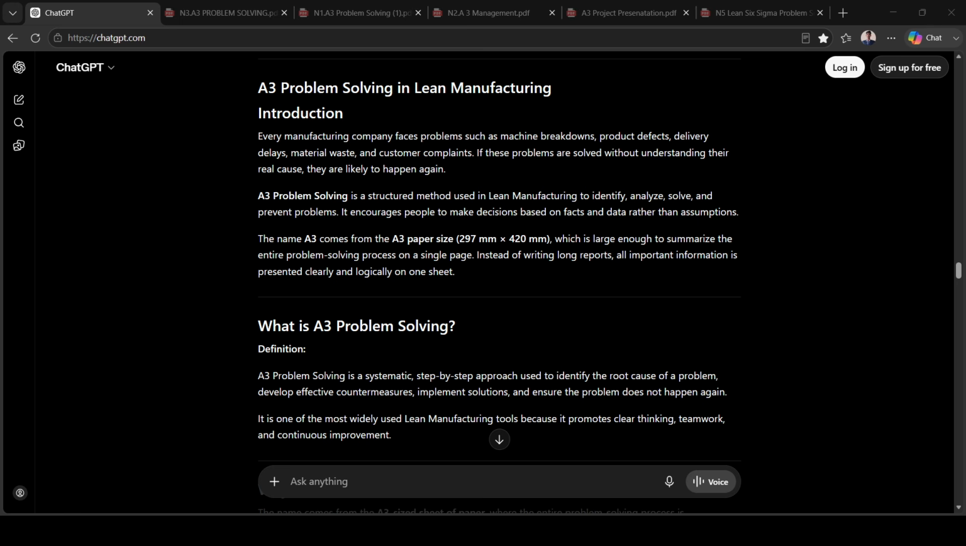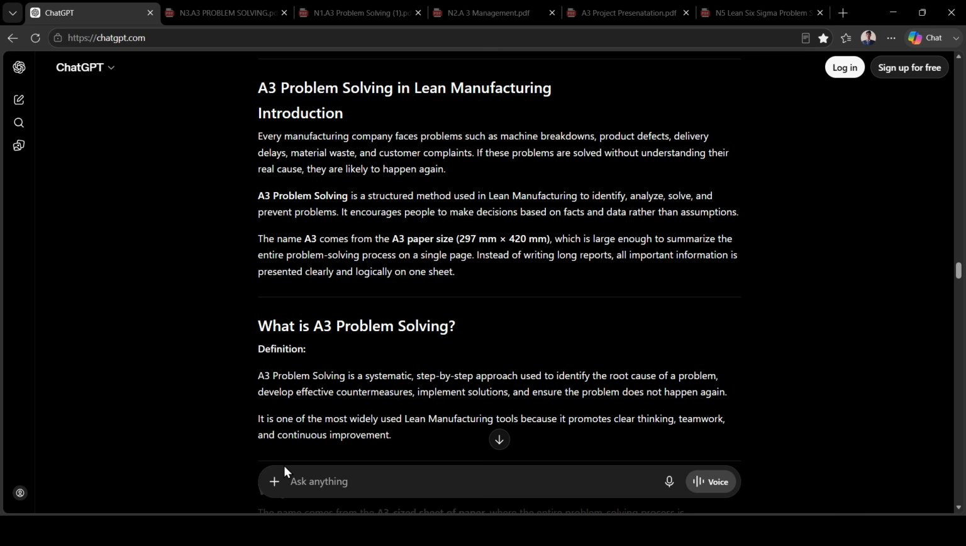Today we are discussing the main topic, A3 problem solving. So what is A3 problem solving in lean manufacturing? Every manufacturing company faces problems such as machine breakdown, product defects, delivery delay, material waste and customer complaints. If these problems are solved without understanding their real causes, they are likely to happen again. So A3 problem solving is a structured method used in lean manufacturing to identify, analyze, solve and prevent problems.